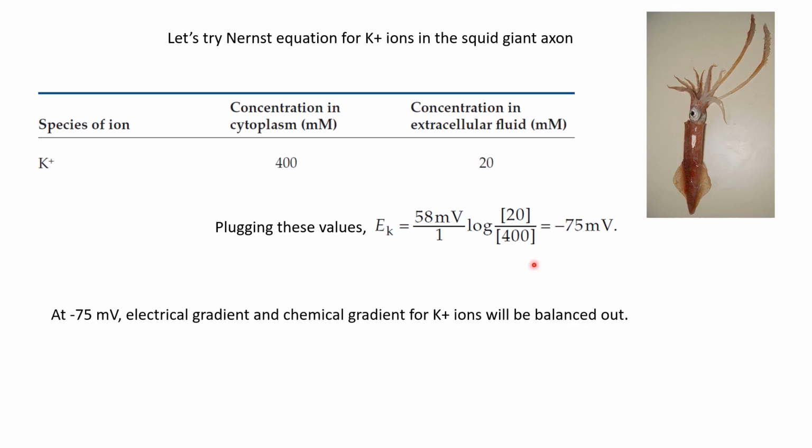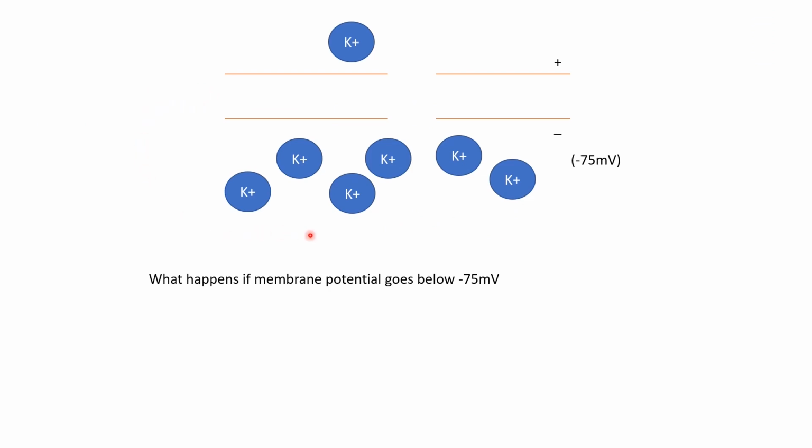So this is the value of the membrane potential at which the electrical gradient and chemical gradients for potassium ions will be balanced out, and there will be no net driving force on the potassium ions if the membrane potential is equal to -75. So we saw that potassium ions equilibrium potential is -75 millivolts, and if the membrane potential is equal to that value, then there is no net movement of potassium ions because the two gradients, electrical gradient and chemical gradient, balance out. Now let's consider what would happen if the membrane potential is lower than -75. So say it is -80 millivolts or -90 millivolts.